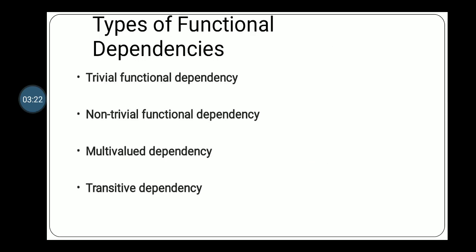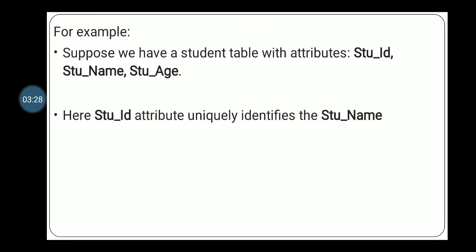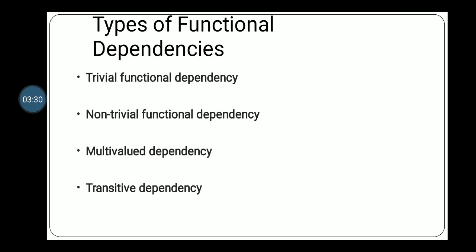Now we see the different types of functional dependency: trivial functional dependency, non-trivial functional dependency, multi-valued dependency, and then transitive dependency. We are going to see them one by one.